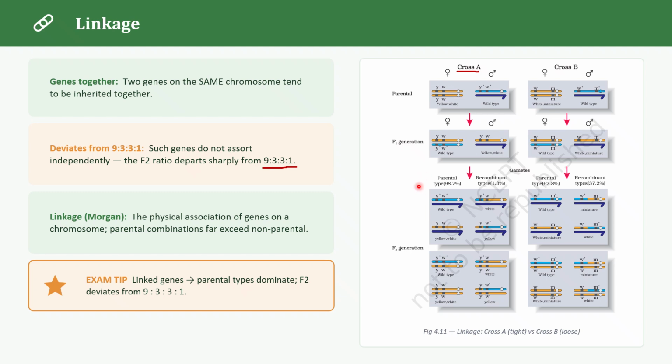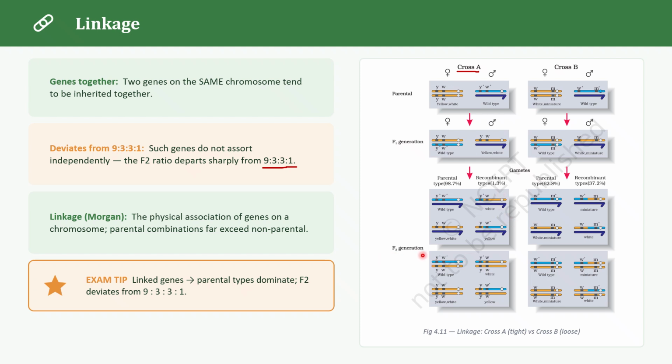And because of this rare crossing over, 98.7% of gametes are parental types and only 1.3 percent are recombinant types. So what does this indicate? This indicates very strong or tight linkage.